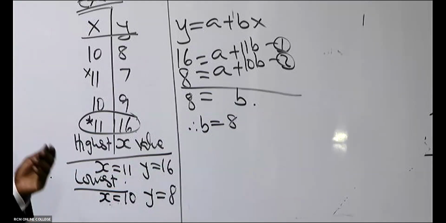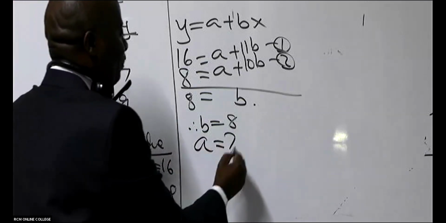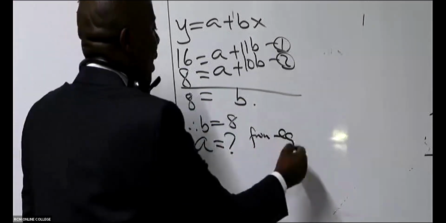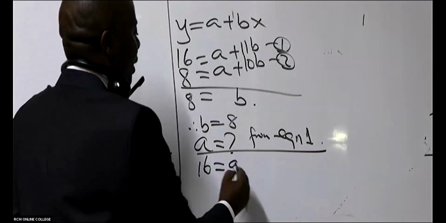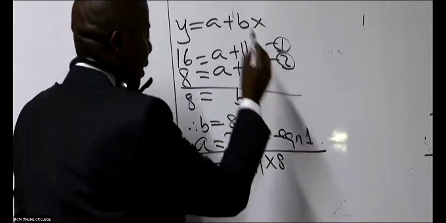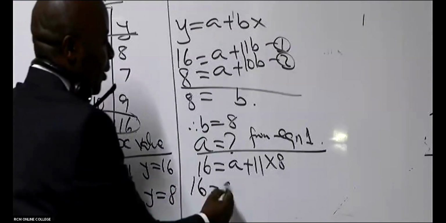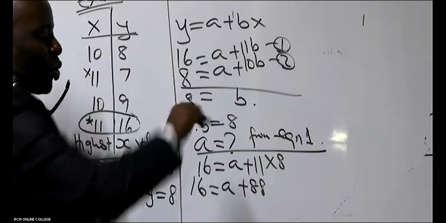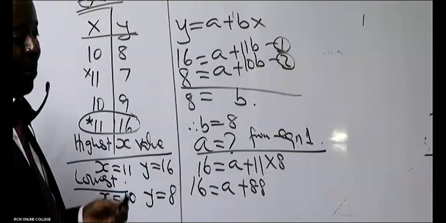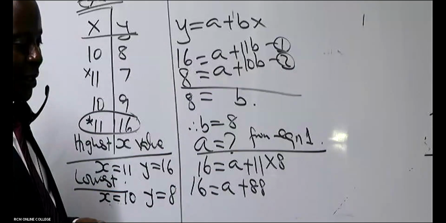And once I've been able to get the value of B, I'll be able to get the value of A. So then what will be the value of A here? So from equation 1, it will be 16 equals A plus 11B, like that. So this is 16 equals A plus 88. So then A will be, this 88 has to cross over, right? Yeah, so I believe now from there, you are already in Canaan. You've crossed the river.